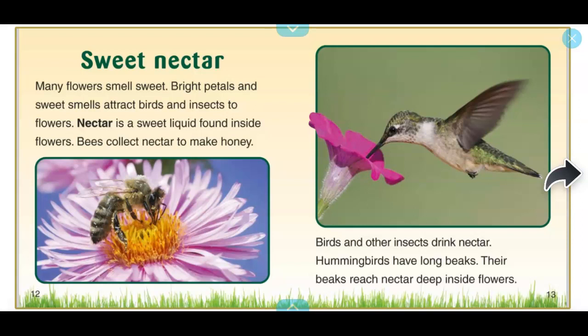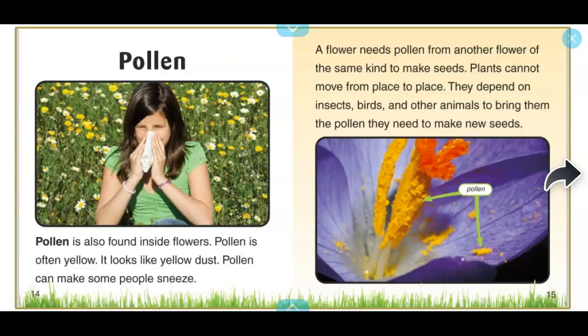Nectar is a sweet liquid found inside flowers. Bees collect nectar to make honey. Birds and other insects drink nectar. Pollen. Pollen is also found inside flowers. Pollen is often yellow. It looks like yellow dust. Pollen can make some people sneeze.